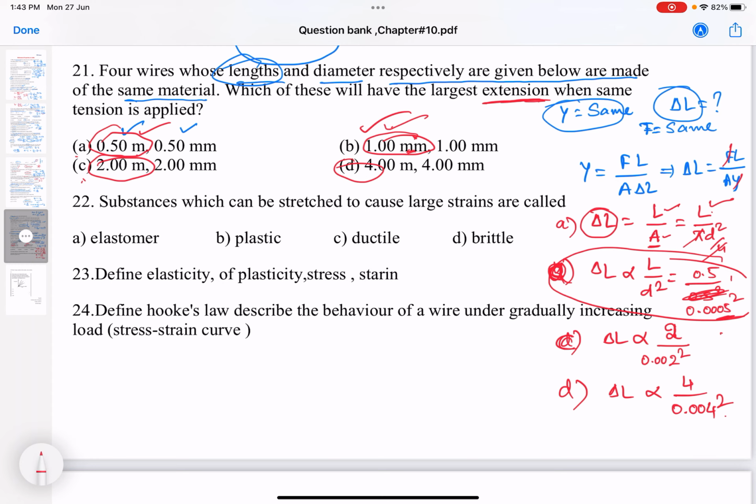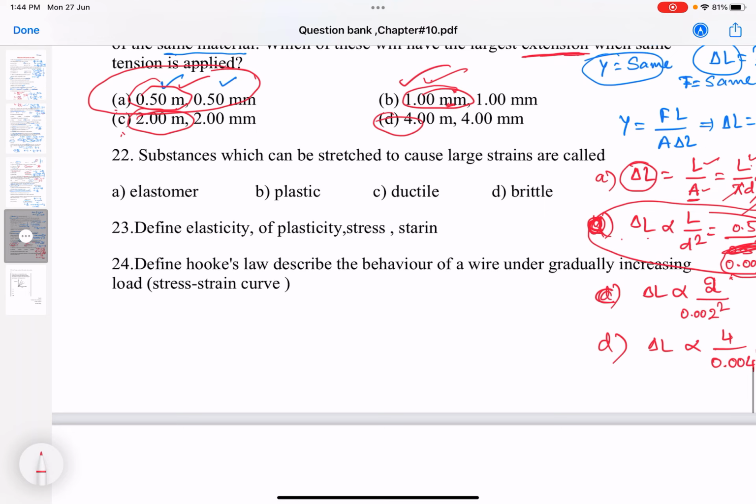Okay. Delta L is proportional to length and inversely proportional to area. That is nothing but inversely proportional to D square. So D square value is less in the case of A. So correct answer is A. You can find out by using calculator also.